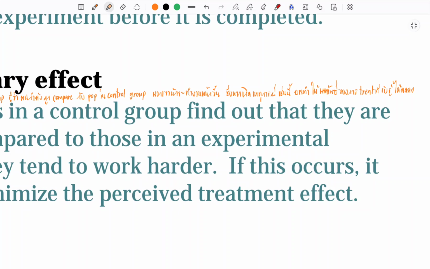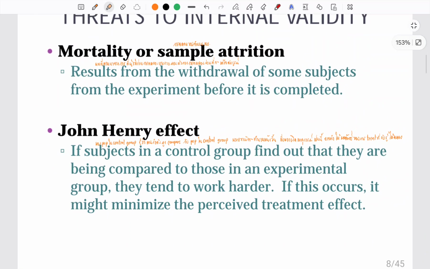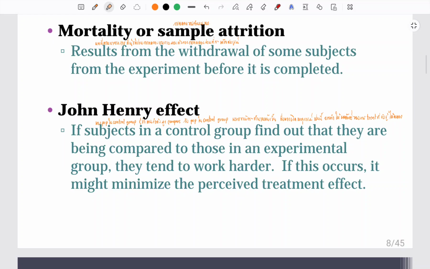He's trying harder. Just like when you conduct an experiment and you have a control group and an experimental group, if those people in the control group find out what the experimental group is doing, they might try to do the same thing and work harder. For example, in the control group there is no exercise. In the experimental group, you give them some exercise.